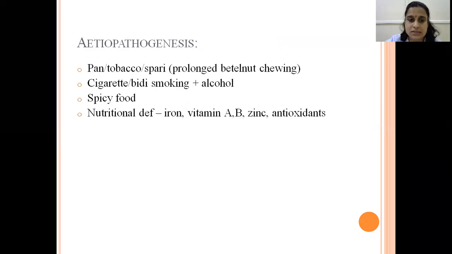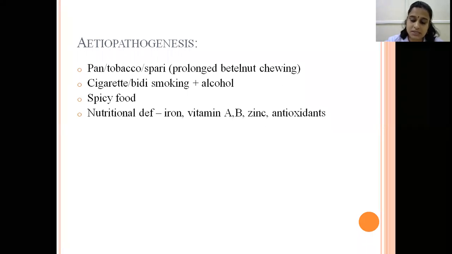Now, what are the causes? Again, pan, tobacco chewing, prolonged betel nut chewing. For long duration, they keep the chewed tobacco in the corners of the mouth, and they keep chewing it for a prolonged duration. Also, cigarette and bidi smoking with alcohol, spicy food and nutrition deficiency: iron, vitamins A and B, zinc and antioxidants.